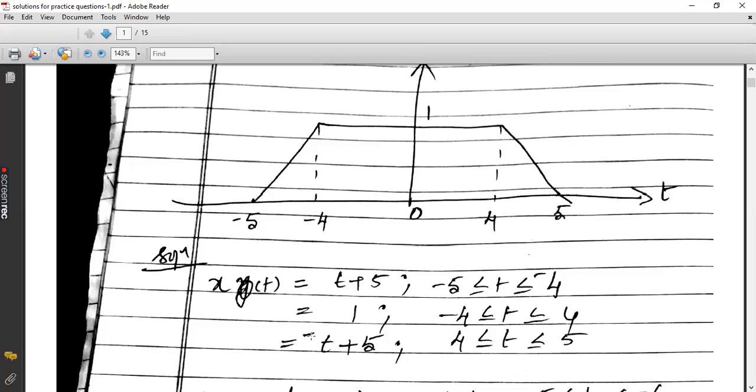Again, if you substitute at 5, what will happen? -5 plus 5 will become 0. At 5, output becomes 0. So this is the equation for the given signal x of t. Any doubts with respect to this?